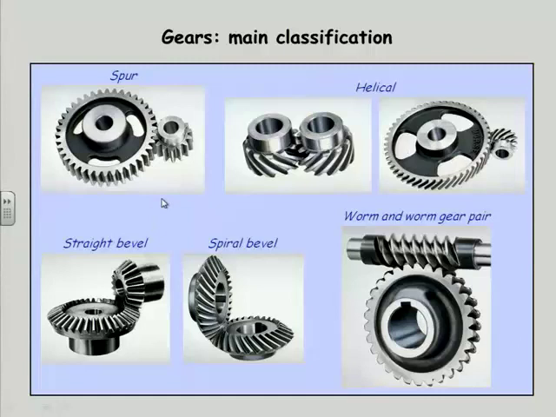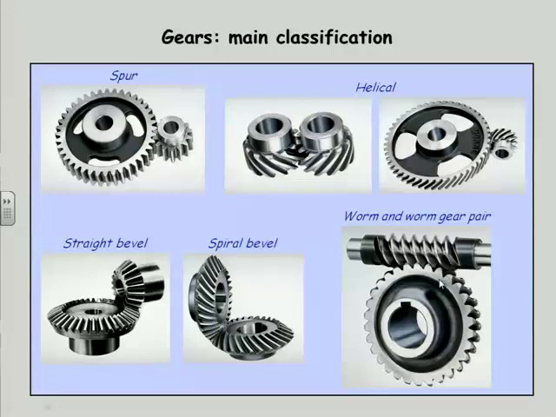Bevel gears are made from rolling cones rather than rolling cylinders. And if we put teeth on them, we get bevel gears. If the teeth are straight like a spur gear, it's a straight bevel. If they're helical like this guy, it's a spiral bevel. And another common configuration is a worm and worm gear.